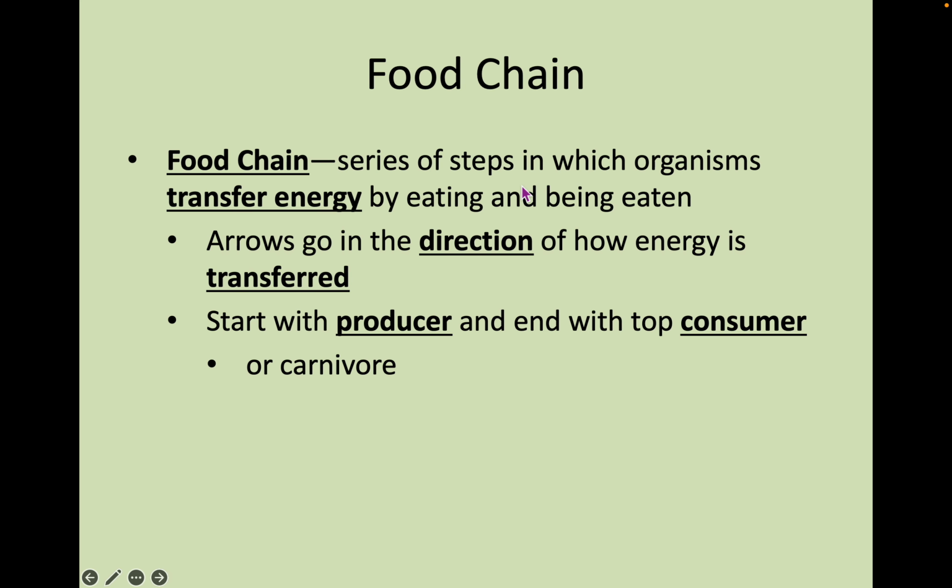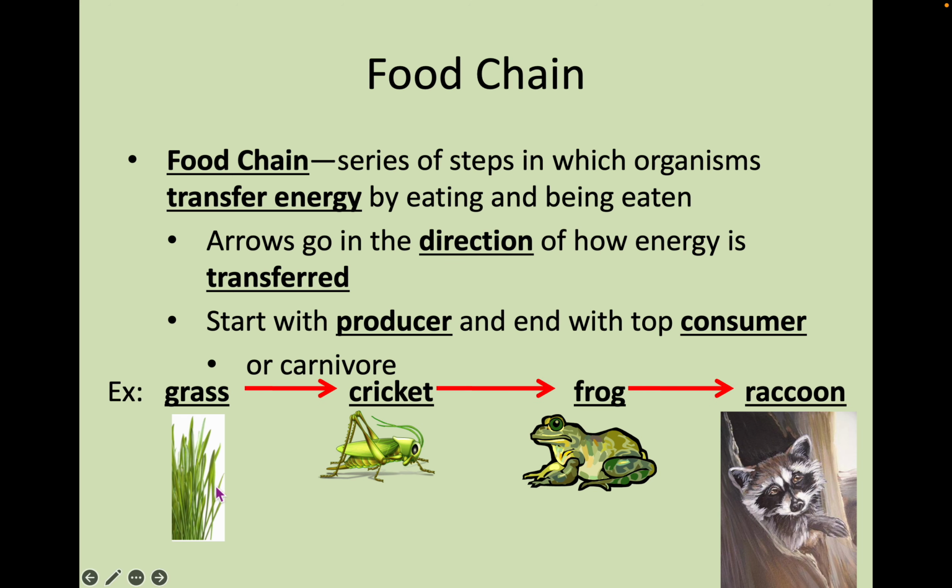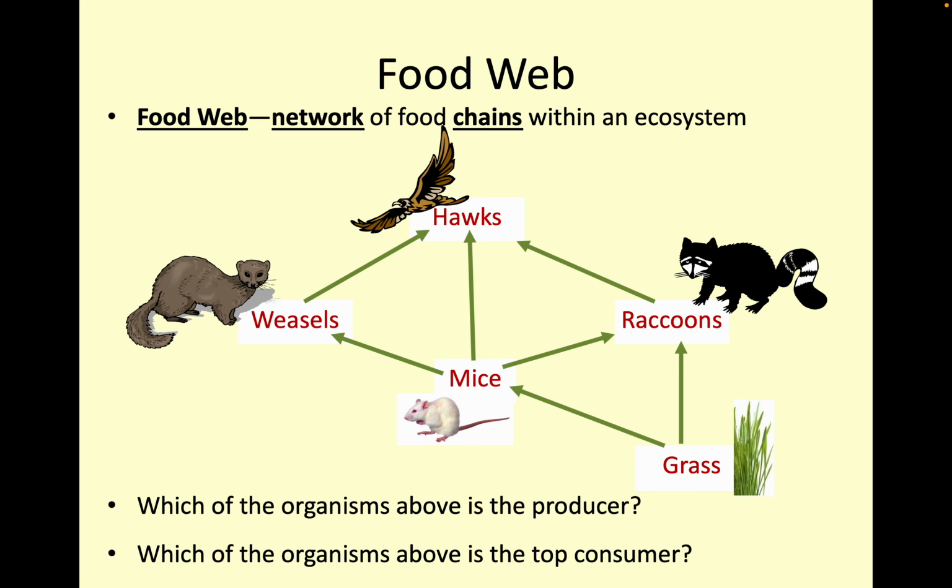Food chain is a series of steps in which organisms transfer energy by eating and being eaten. The arrows always go in the direction of how energy is transferred. So it's going to go from the producer to the consumer. So your energy is always starting with the producer. It's using the sun's energy, and then it's transferring it into chemical energy, and then the consumers are eating those producers, and the energy keeps going up the food chain. So we've got grass, which is eaten by the cricket, which is eaten by the frog, which is eaten by the raccoon. So you'll notice that the arrows are always pointing towards whatever is eating the organism. So the energy is always moving to that higher organism.